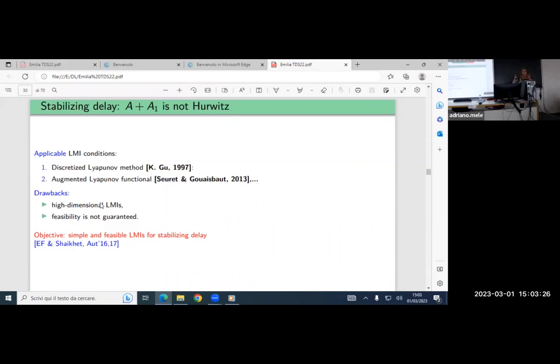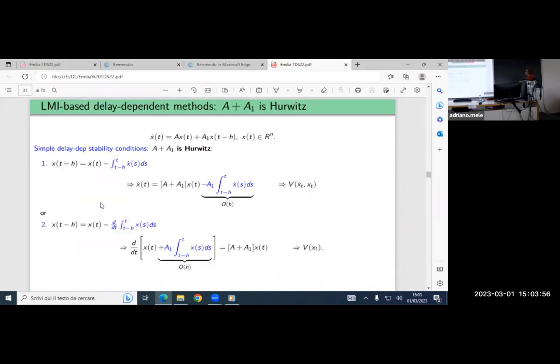If you use, for instance, LMIs, what is important is not just to derive some LMIs without any guarantees. You can derive something which will never work or will work only in some special examples. But you have to prove that your LMIs will always be feasible for certain values of parameters. And so how to deal with the case when A plus A1 is not always stable?